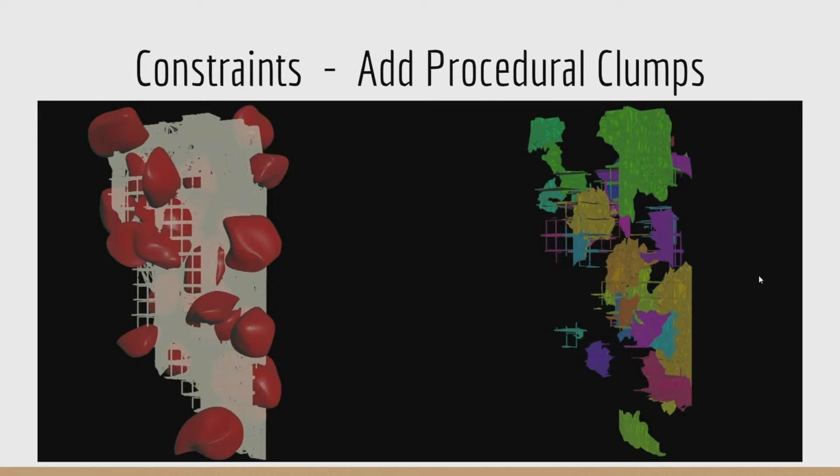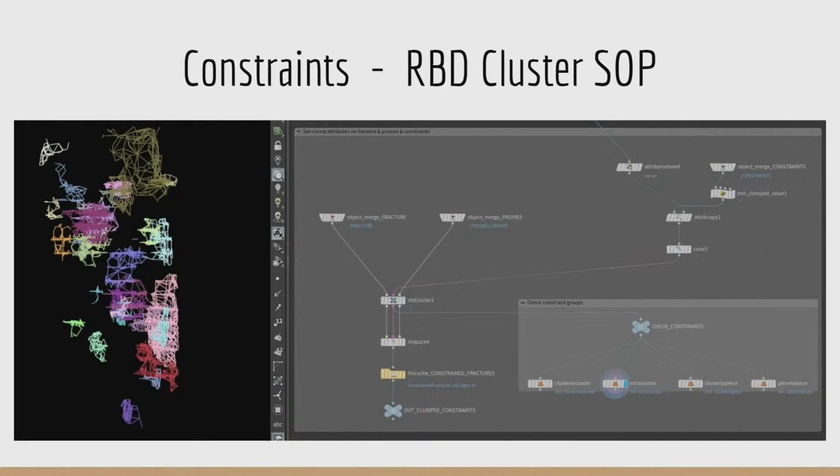Now, I do this on the fracture geometry because I like having the visual feedback of what those clumps look like. But you could just do it on the constraint geometry directly if you prefer for some reason.